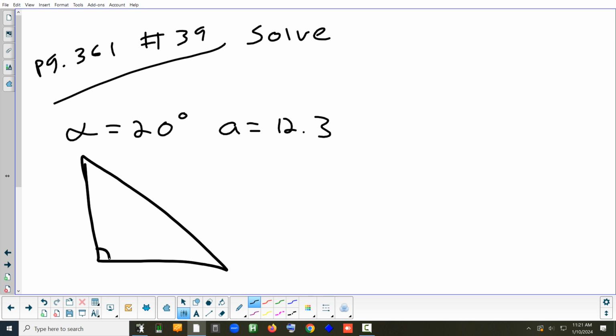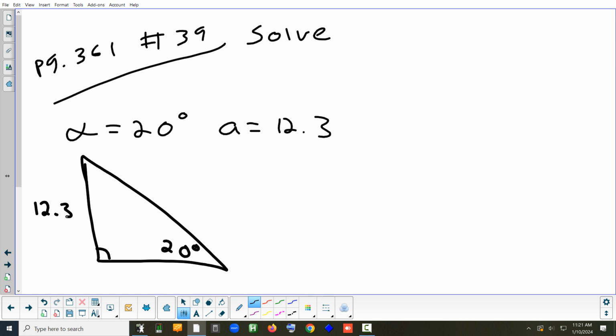Does it matter where I put the alpha, like in the top or in the lower right? I mean, it would be the same triangle. It doesn't matter. You can put the 20 wherever you want. I mean, you can't put it as the right angle. That's already taken. But you can put it in the top or the bottom. Once you decide where to put that, now it matters where you put the 12.3. Where does the 12.3 have to go now? Across. It always has to go across, because A always goes opposite alpha. That's the convention.